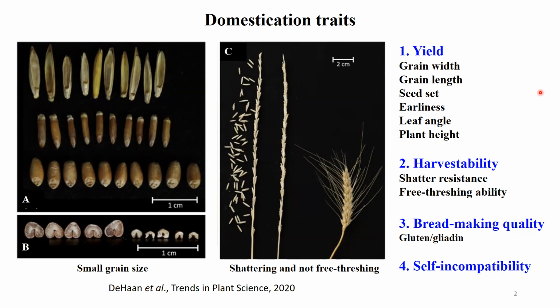The last trait is self-incompatibility. As we know, wheatgrass is self-incompatible, which hampers the production of genetic purity of an elite cultivar. If we can make wheatgrass self-compatible, we can solve this problem.